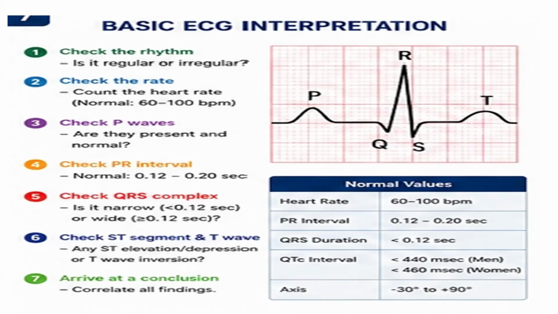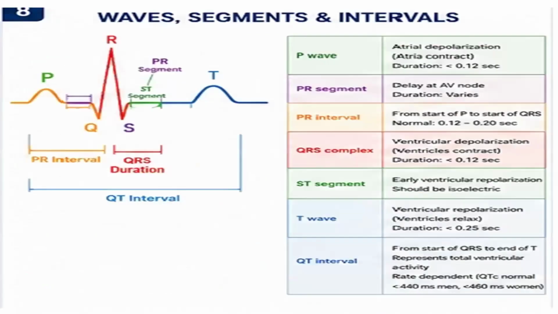Now let us summarize what we have learned. The P wave represents atrial depolarization. The PR interval represents conduction through the AV node. The QRS complex shows ventricular depolarization, while the ST segment should normally remain on the baseline. The T wave represents ventricular repolarization, and the QT interval measures the total electrical activity of the ventricles. By remembering these components and using a step-by-step interpretation method, reading ECGs becomes much easier. Practice with normal ECGs first before moving on to abnormal patterns.